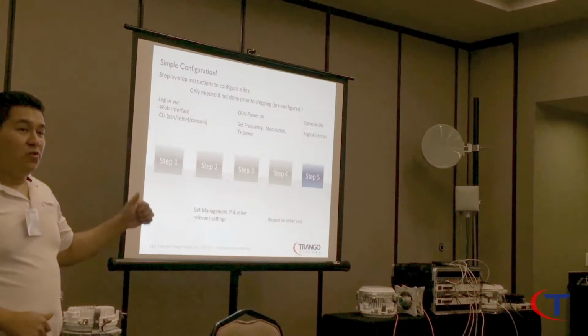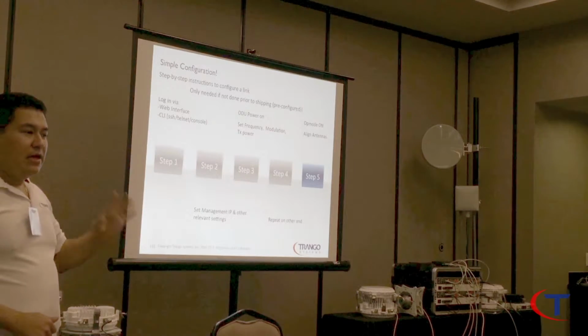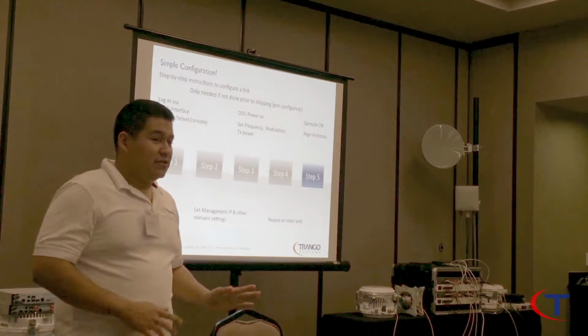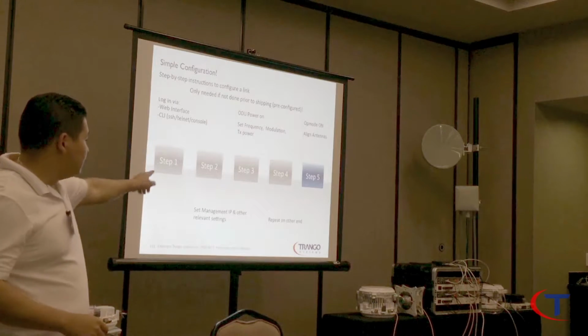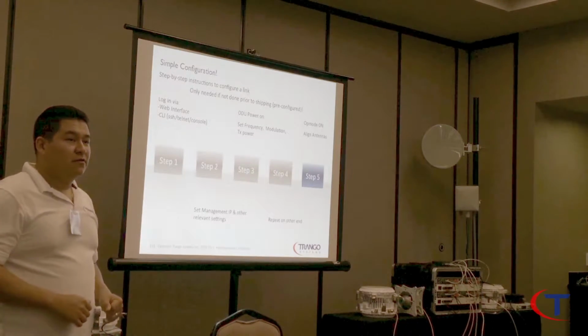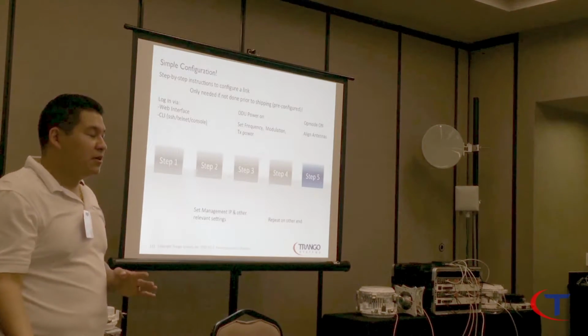We're going to go through the 5 steps, really simple. Step 1, log in via the web interface or the CLI. Now the IP is the same for both interfaces, that doesn't change. Step 2, set the management IP. Whatever you want to be on the random subnet, just set it correctly.